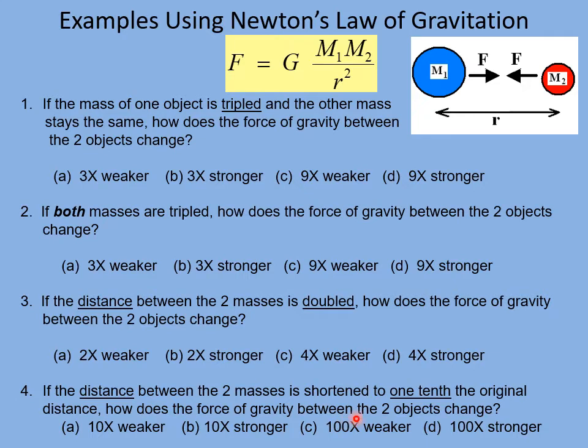Okay, so now we have the distance between these two masses getting closer together. So we know, first of all, that the gravity is going to get stronger, not weaker. The question is how much stronger? If we're making the distance 10 times shorter, remember that we square the effect of the distance. So that's going to make the gravity 100 times stronger. So the correct answer to this one is D.